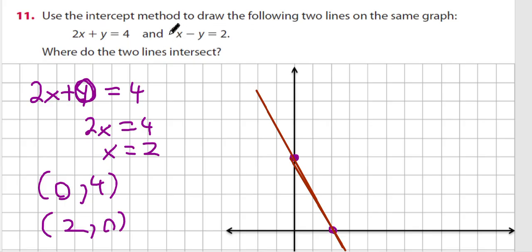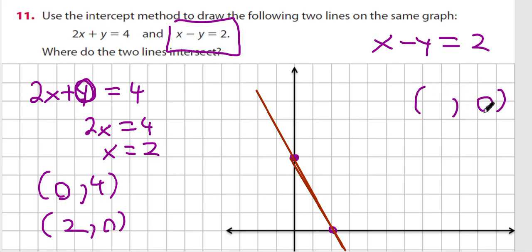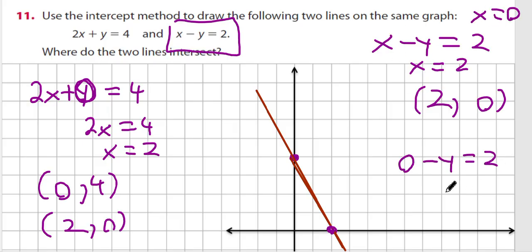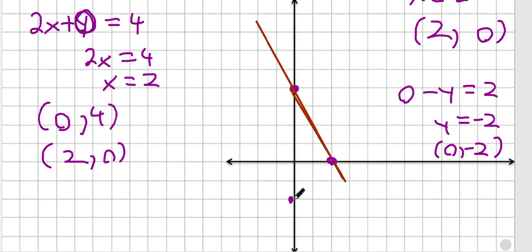Now we've got to do the same thing for the other line. What's the first thing I'm going to do? Put the y value equal to 0. And what's left then? x equals 2. That's the point 2, 0. It's actually the same point we had earlier. And then what am I going to do next? Put the x value equal to 0. And what happens then? 0 minus y equals 2, and then y equals minus 2. And that's the point 0, minus 2. And that's this point down here. And the second line, as it turns out, looks like this.